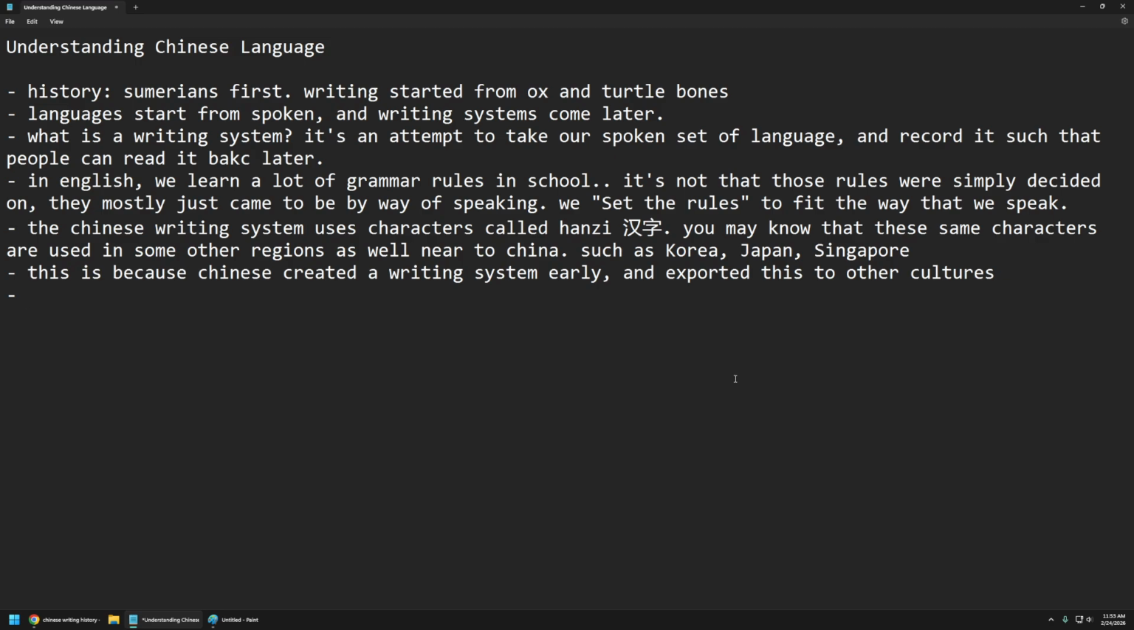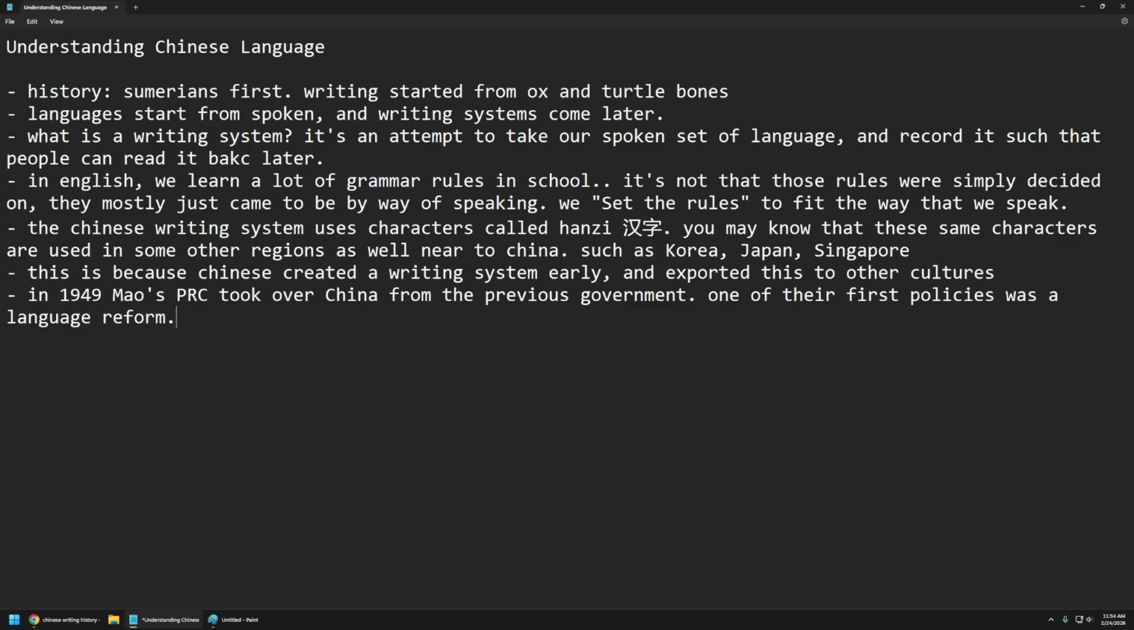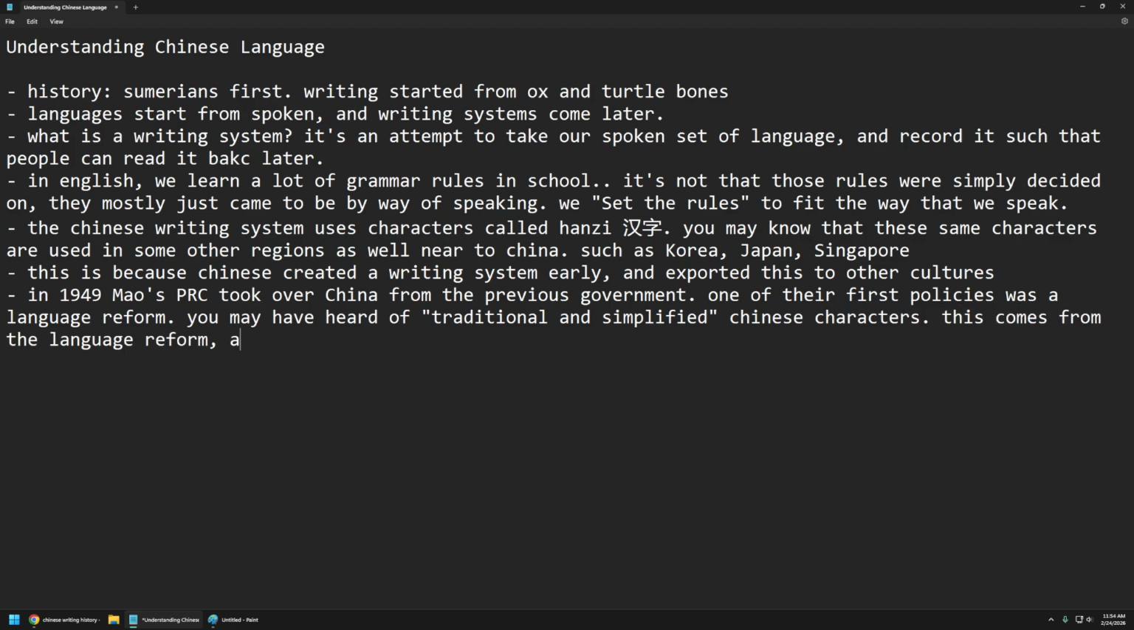So there's also two sets of Chinese characters. And the background for this is in 1949, Mao's PRC took over China from the previous government. So there was a bit of a revolution there. One of their first policies was a language reform. So you may have heard of traditional and simplified Chinese characters. This comes from the language reform, and it's a very modern change. As we saw, it's like 1950s.